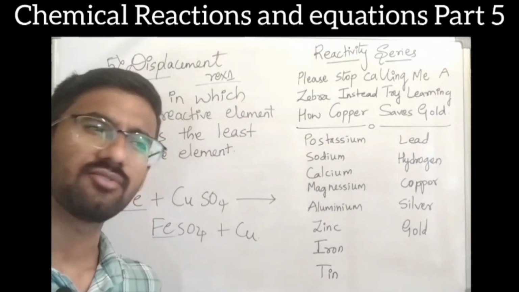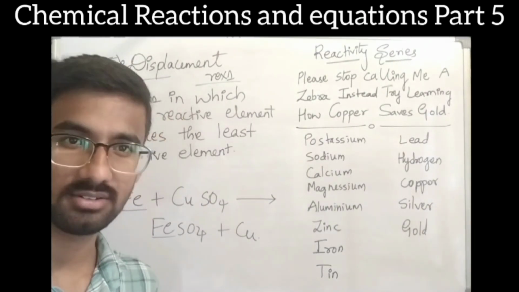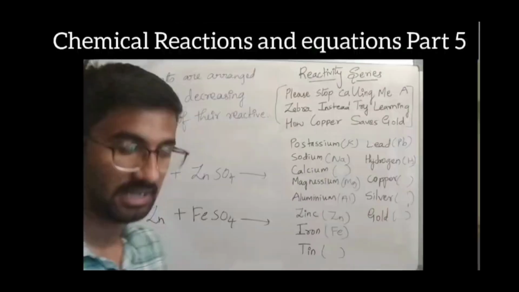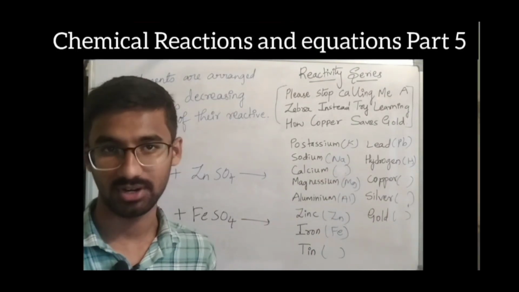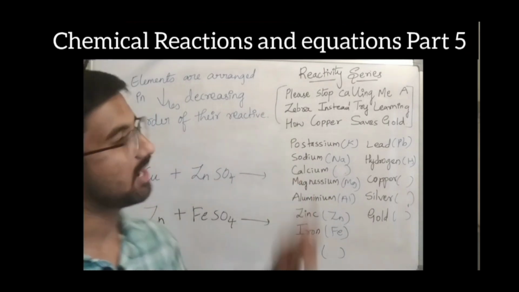Sir, how did you know Fe is more reactive and copper is least reactive? Obviously, I wrote it by the reactivity series; we are going to decide the products by it. So, what is the reactivity series then?